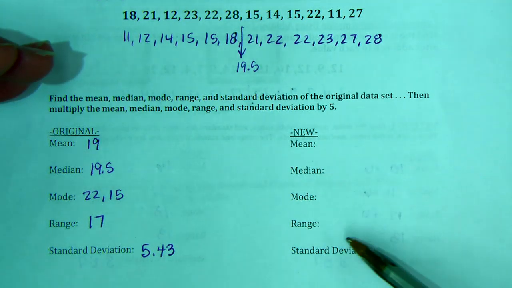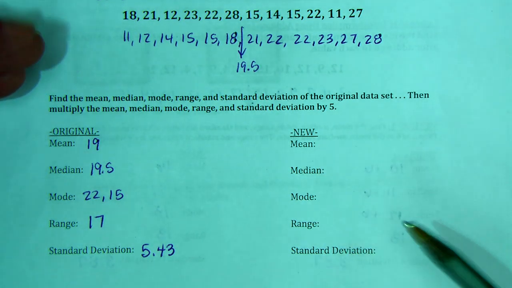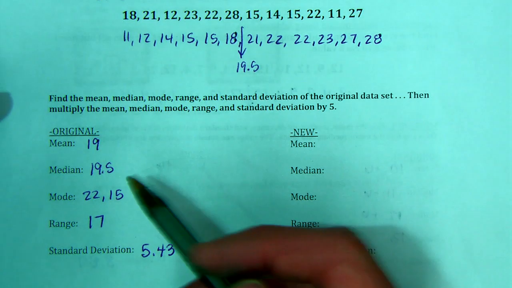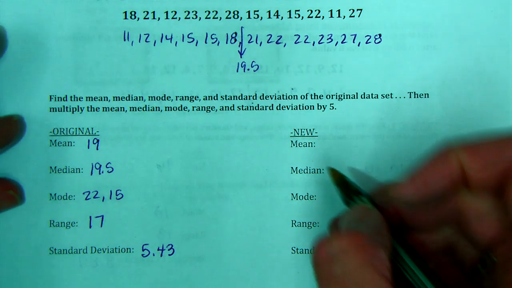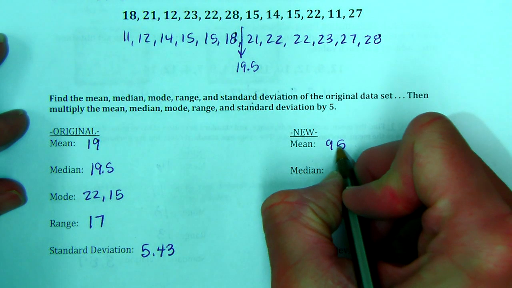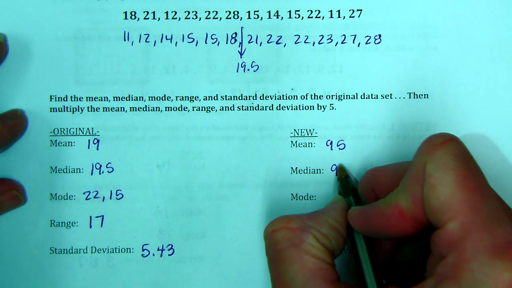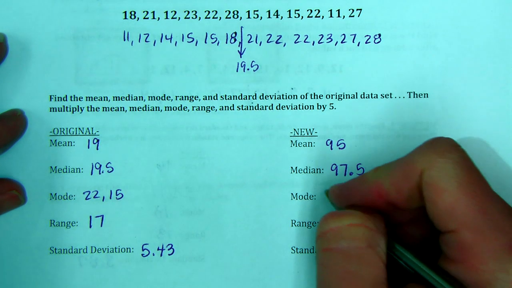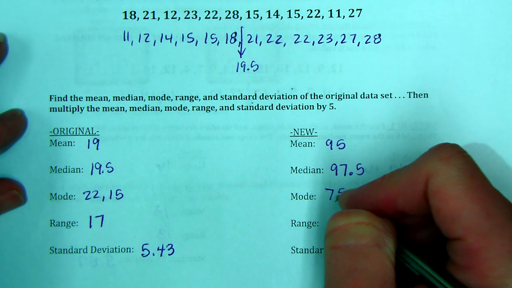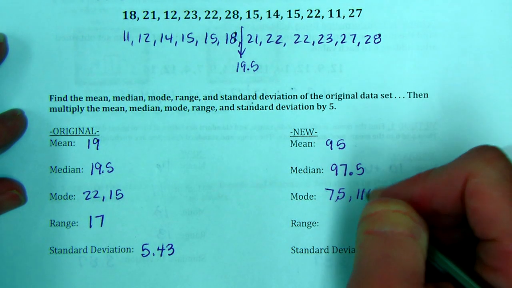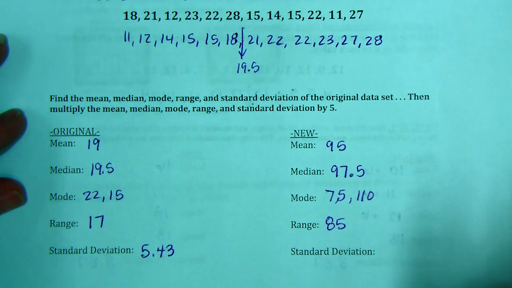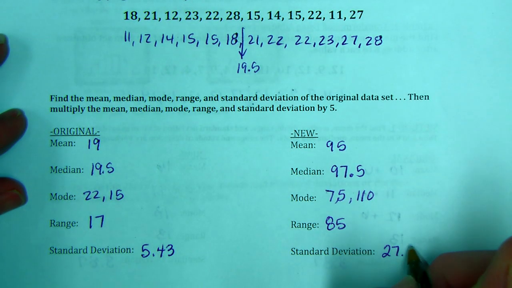So we are going to take every single one of our numbers times 5. Because when we multiply, the distribution will change. It will not just slide it up or down. It will actually change the numbers. It will spread them out more. Okay, so every single number gets multiplied by 5 when you multiply.